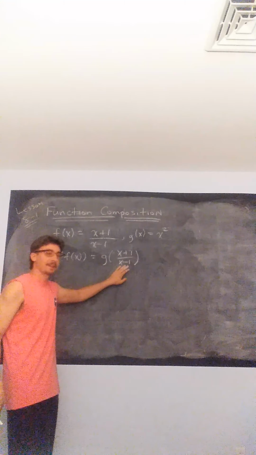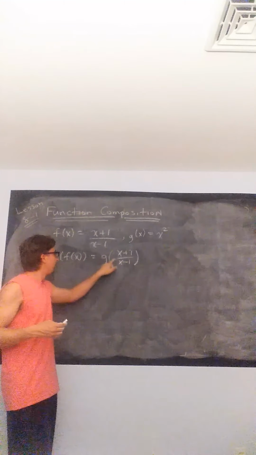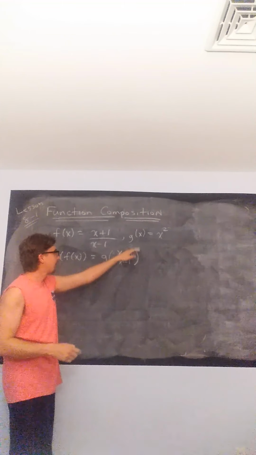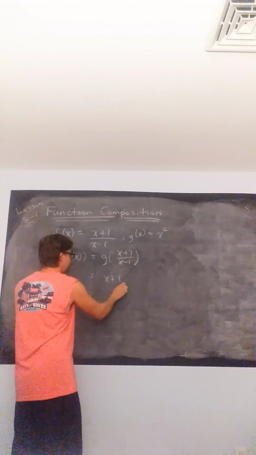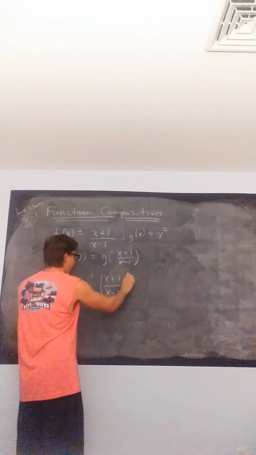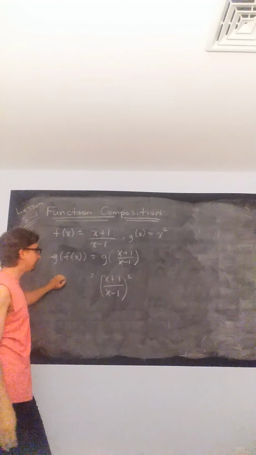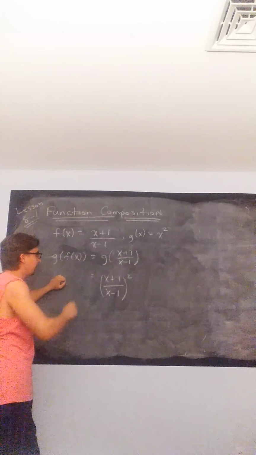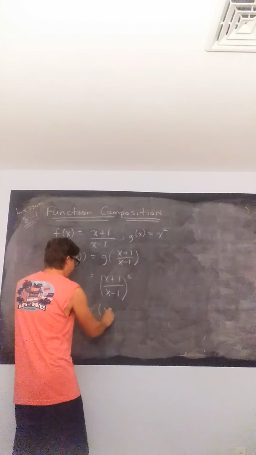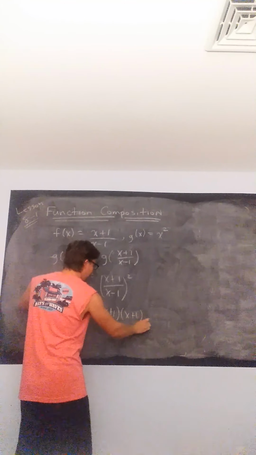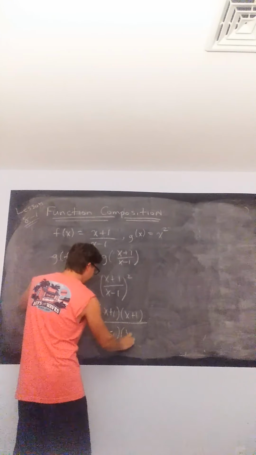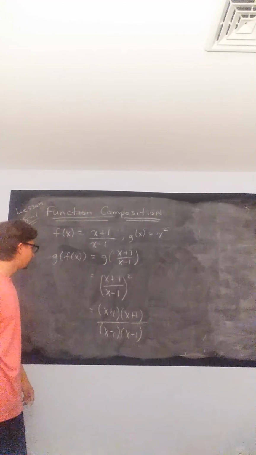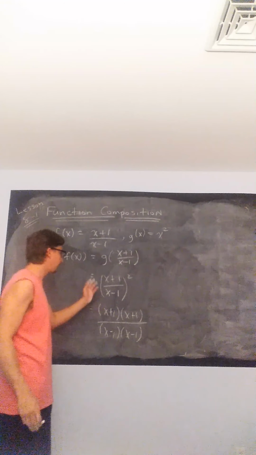But don't be discouraged. Follow your rules. So g, everywhere you see an x, you're going to plug in this ugly quotient. So it's going to be x plus 1 over x minus 1 quantity squared. You can either leave it like that or write it as x plus 1 times x plus 1 over x minus 1 times x minus 1. Either one would be fine. And there's really nothing else we could do with this function.